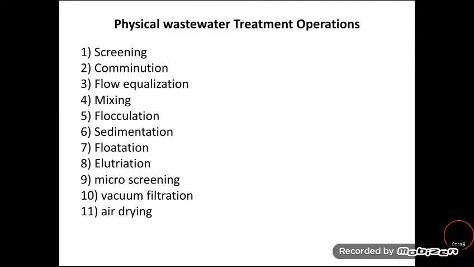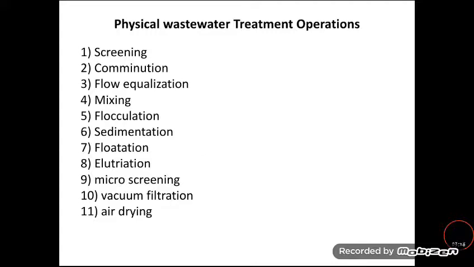The next one, sedimentation. In sedimentation, we remove the settleable particulate matter by reducing the velocity of the flow. Next is flotation, and elutriation. Elutriation is the process used to separate particles based on the size and shape of the particle, usually in the opposite direction of the flow by means of sedimentation processes. This method is mainly adopted for particle sizes smaller than 1 micrometer. Microscreening is also of the same kind.